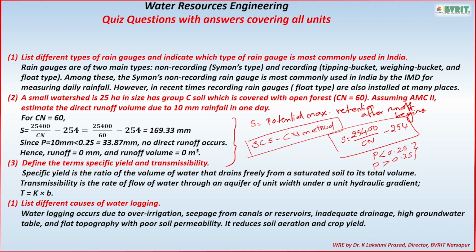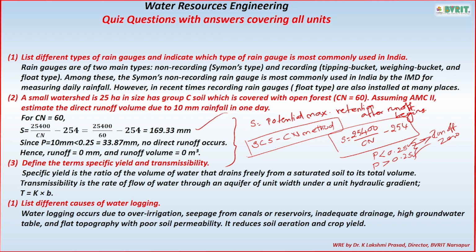Once again, P minus 0.2S whole square divided by P plus 0.8S. So that equation you can use and find direct runoff provided P is greater than 0.2S. But if P is less than 0.2S, then naturally the runoff is equal to 0. This is the first thing actually.